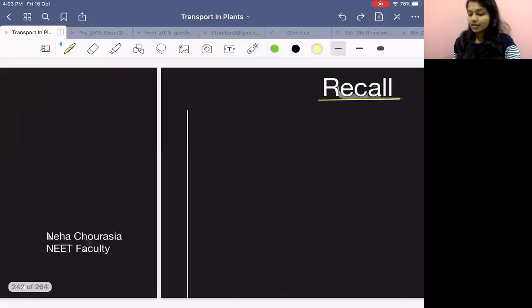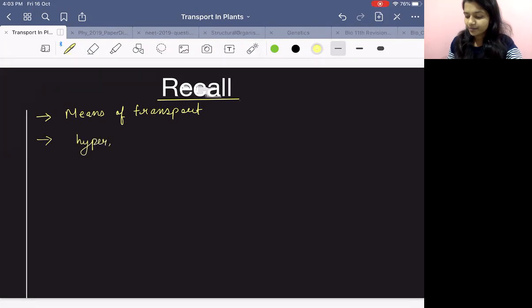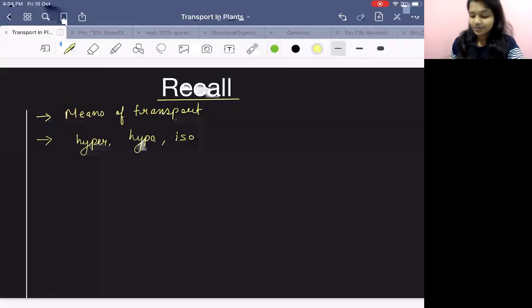Yes, so let us start. In last class, we learned the means of transport already: simple diffusion, facilitated diffusion, and active transport. What else? We had kept a plant cell in different types of solution: hyper, hypo, iso. And then we saw what the condition of the cell is called: is it flaccid, turgid, or plasmolysed? So that takes us to the process of plasmolysis.